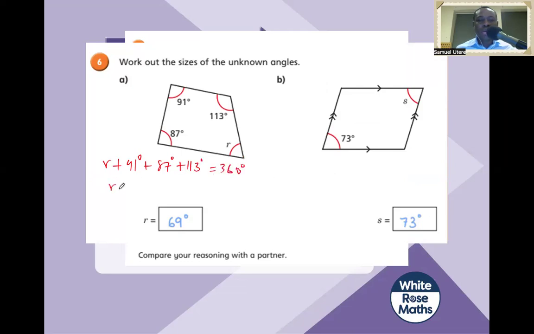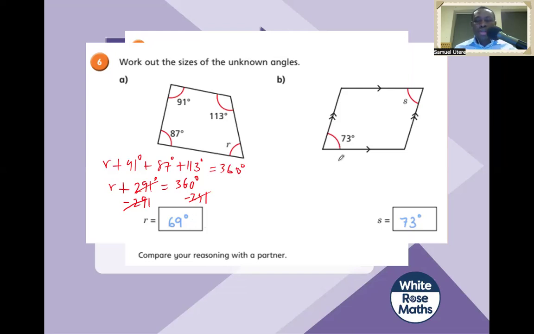Again, R, add 91, add 87, add 113, that would be 291 degrees. So using your equation solving skills, you subtract 291 from both sides. So 360 minus 291 will give you 69 degrees. Okay?